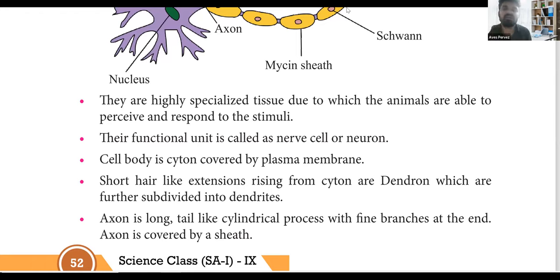So a stimulus can be anything. It can be light. It can be temperature. It can be anything that we are responding to.